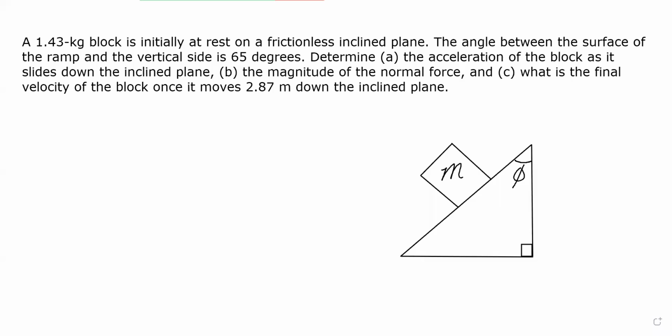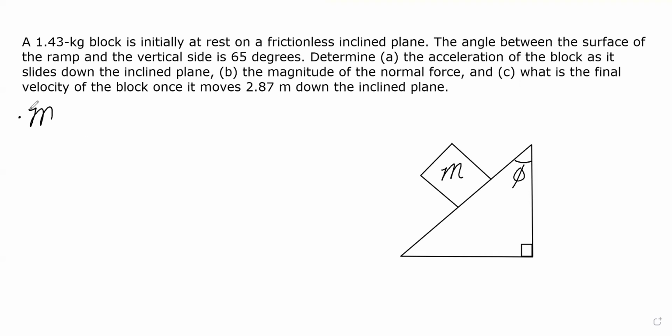A 1.43 kilogram block is initially at rest on a frictionless inclined plane. The angle between the surface of the ramp and the vertical side is 65 degrees. Determine A, the acceleration of the block as it slides down the inclined plane, B, the magnitude of the normal force, and C, what is the final velocity of the block once it moves 2.87 meters down the inclined plane.